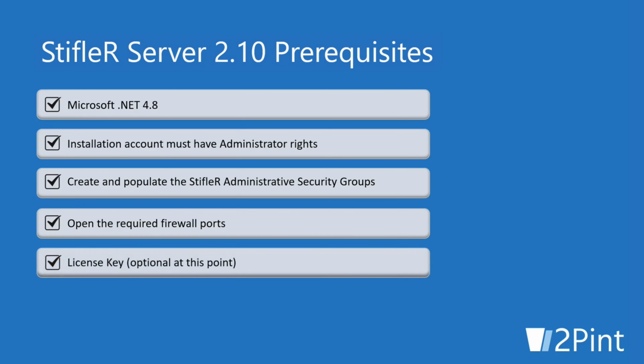A license key: you'll be prompted for a license key during installation. You can choose to use a 30-day trial, and then you'll need to add the license key later, or you can provide the key during the installation wizard, in which case it'll be committed to the StifleR config file, or this can be added to the config file at another time.